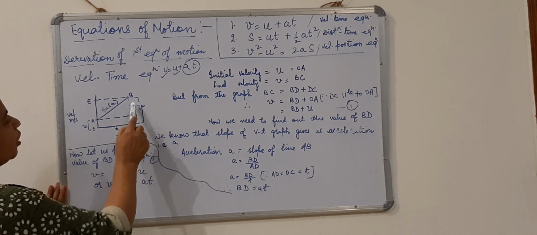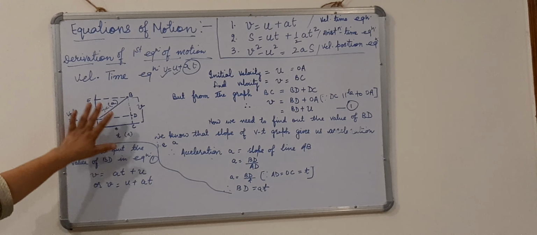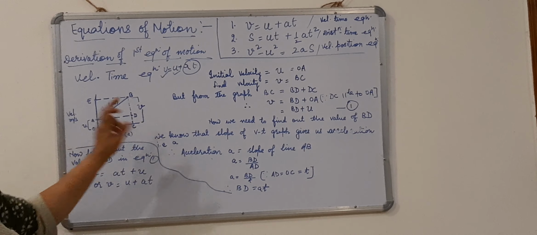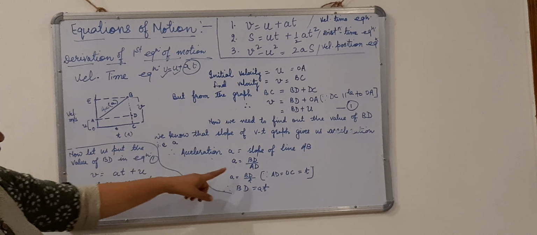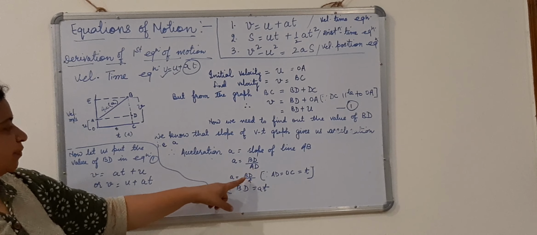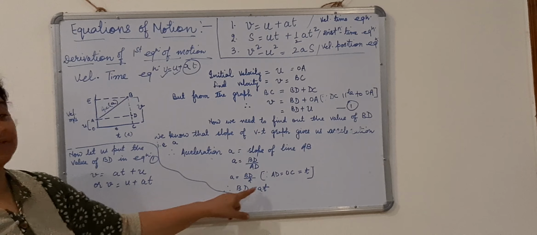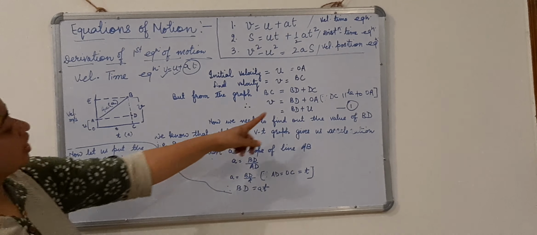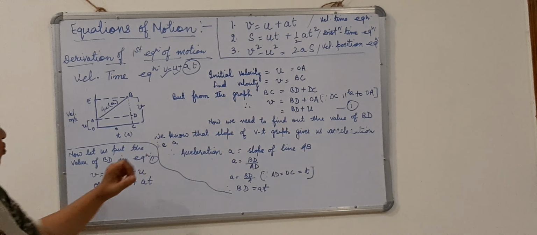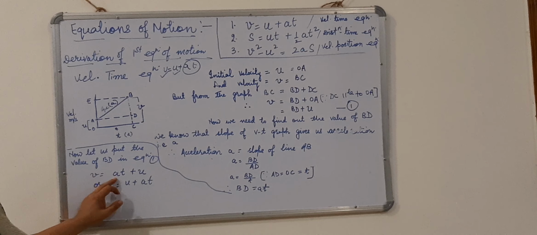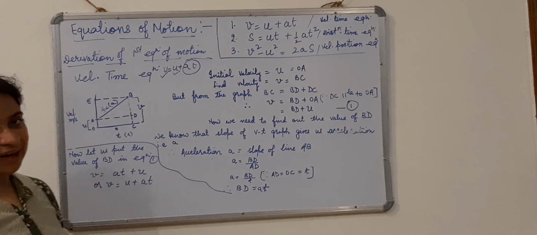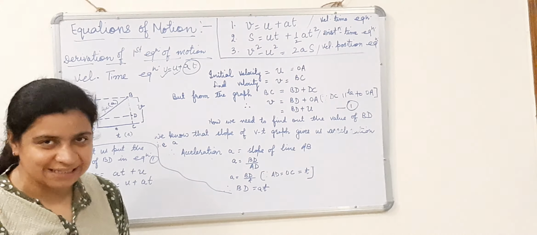Now I know how to get BD. A is equal to BD upon AD. The value of AD is T. So when I multiply A into T, I get the value of BD. Now I put the value of BD in this first equation of motion. That is V is equal to AT plus U, or I can write V is equal to U plus AT.